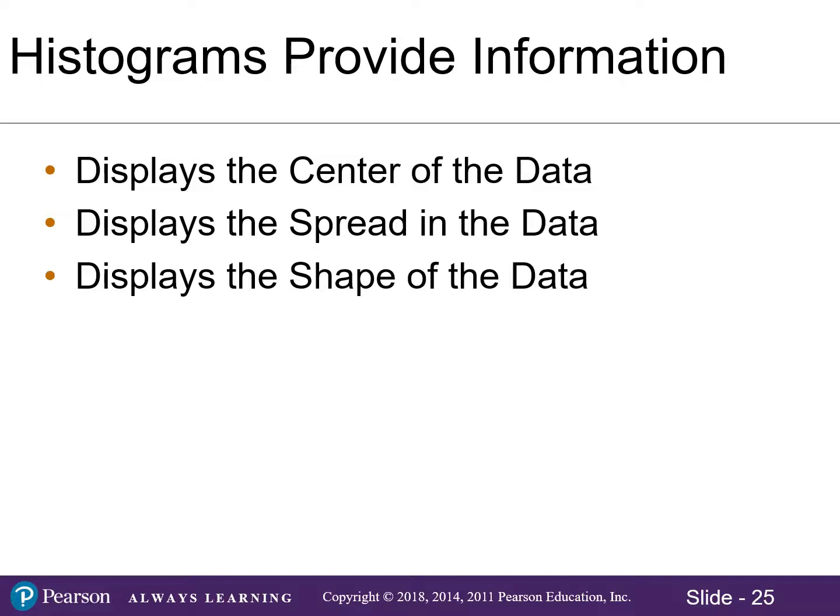So why do we look at histograms? Histograms of quantitative data tell us lots of information about what's going on. The first one it's going to tell us is the center. What's the typical value or most frequently occurring value in my data set? What's the spread? What range of values should I expect my data to cover? And then lastly, it should display shape.